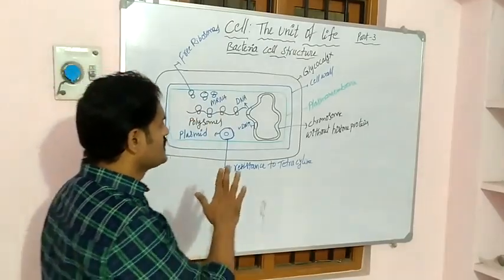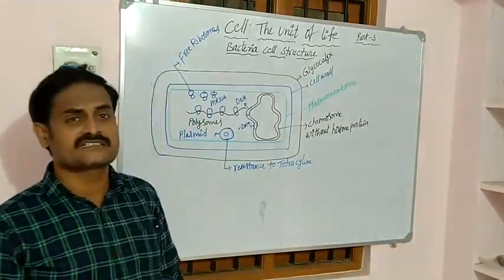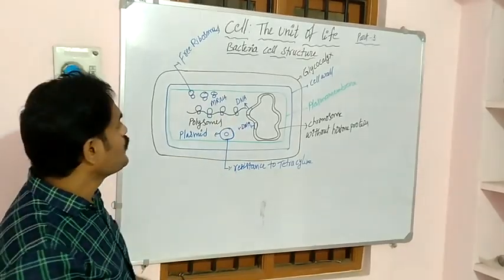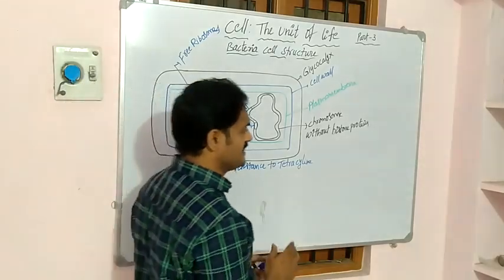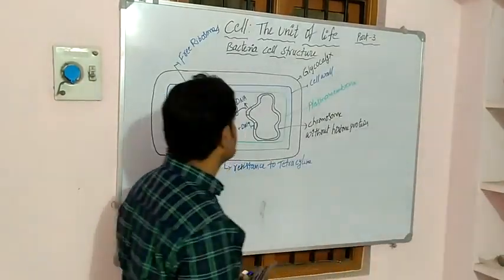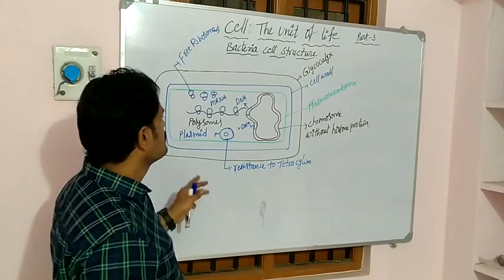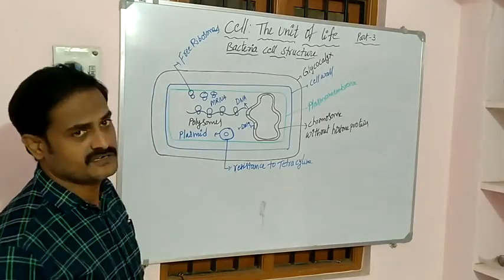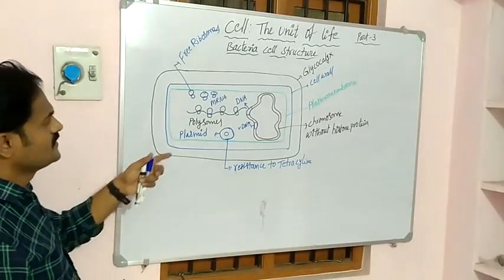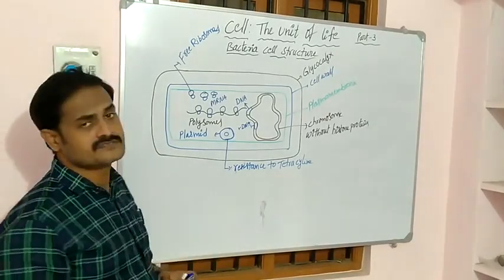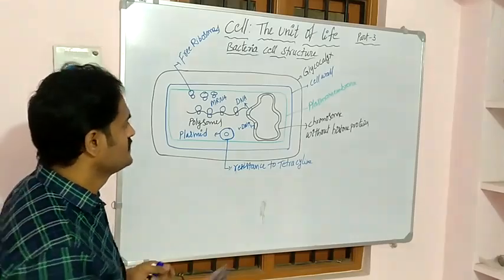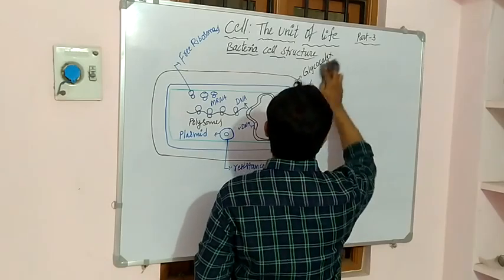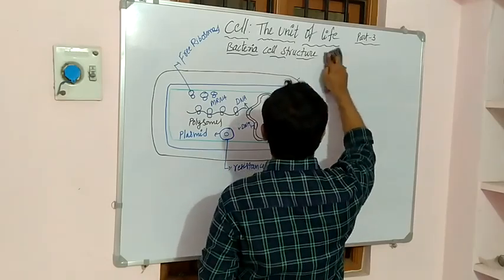Now some other structures are also present in this bacteria. So what are the other structures? See, I will rub some parts for explanation purpose. If you want, you can take a screenshot now, and I will go on to explain the remaining parts of the bacteria cell. Okay, see, what are some other parts present in the bacteria cell?